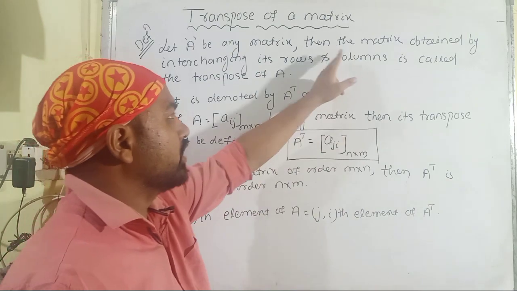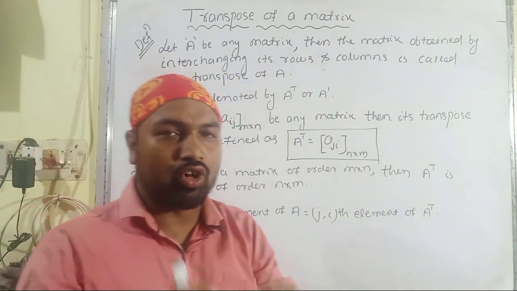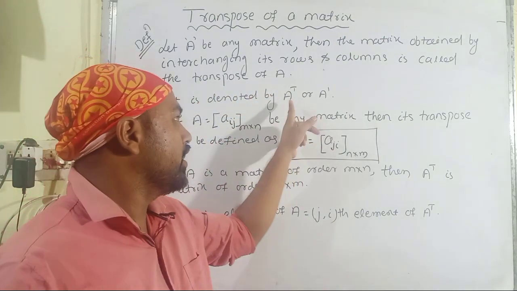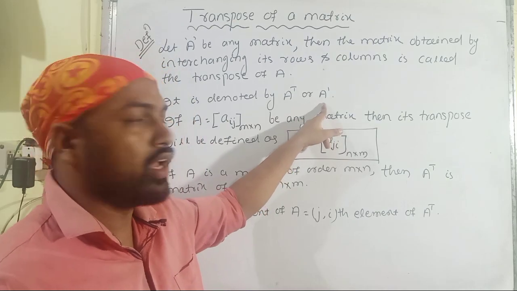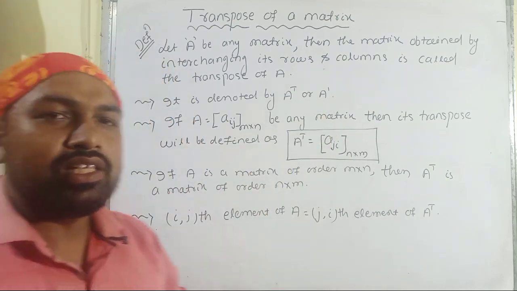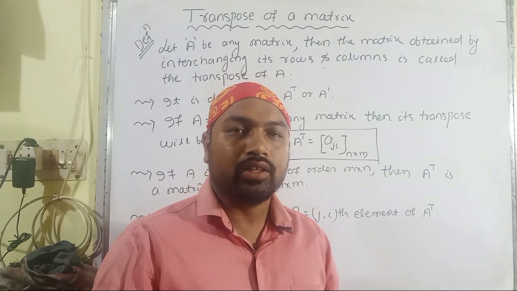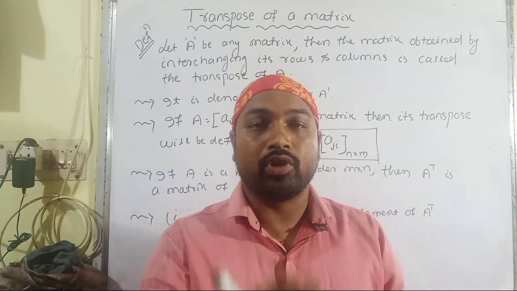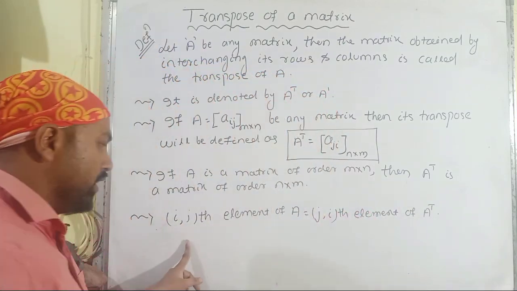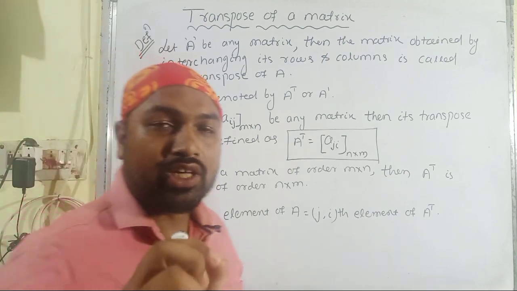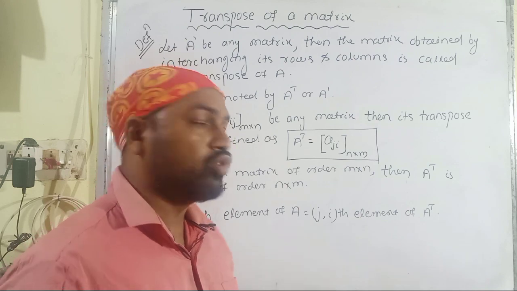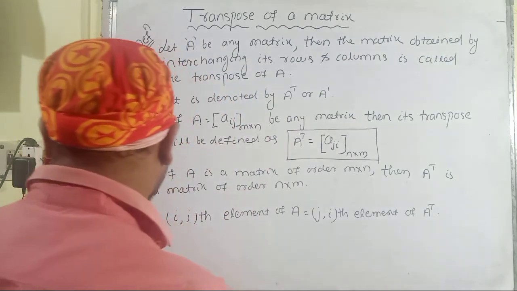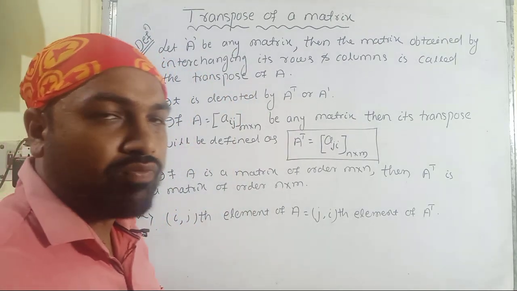Let A be any matrix, then the matrix obtained by interchanging its rows and columns is called the transpose of the matrix A, and it is denoted by A transpose, or you can denote it by A dash. If A is a matrix of the order m cross n, then its transpose will be of the order n cross m. That means we have to reverse the order of the original matrix. Then the ijth element of the original matrix A will be equal to the jith element of the transpose of A. So let us discuss some examples based upon the transpose of a matrix.